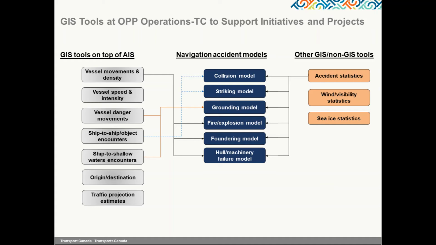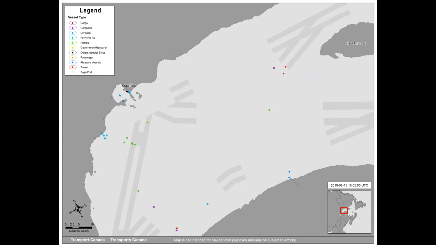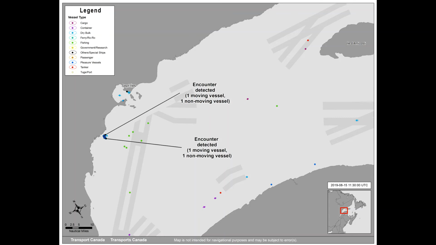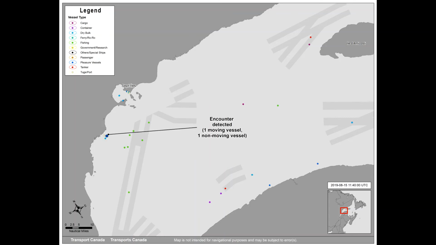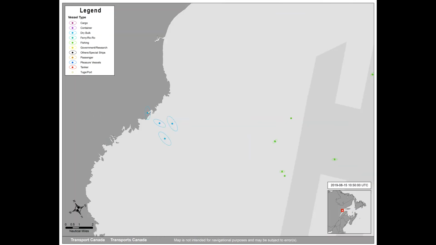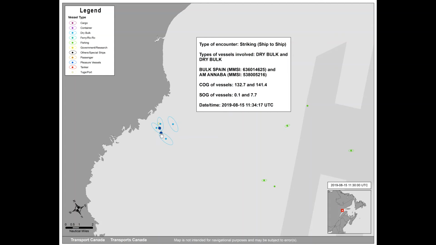The second tool we are showing is our encounter algorithm, specifically ship-to-ship encounters based on ship domain theory. This tool iterates through historical AIS data and attempts to identify where and when vessel domains had intersected with each other. The ellipses represent the vessel ship domain. The size of the domain is dependent on the vessel size. The larger the vessel, the larger the domain.